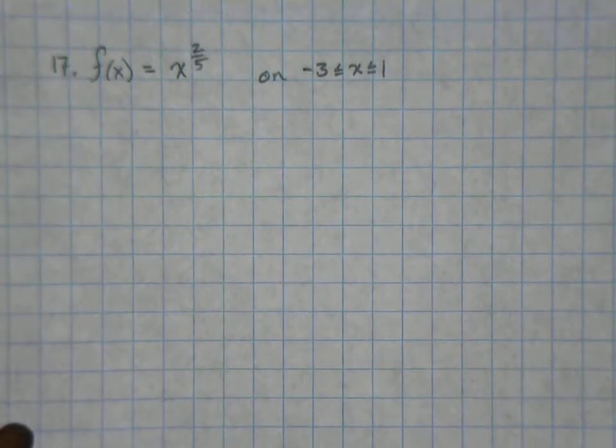Here we go, one more run through. This is number 17. Our job is to find the extreme values of f and where they occur. I'm going to try to do my perfect example.